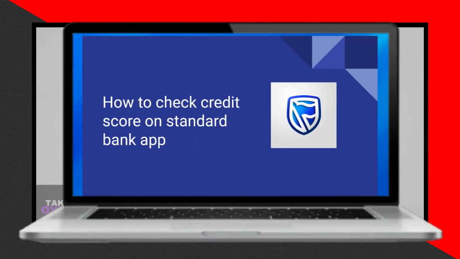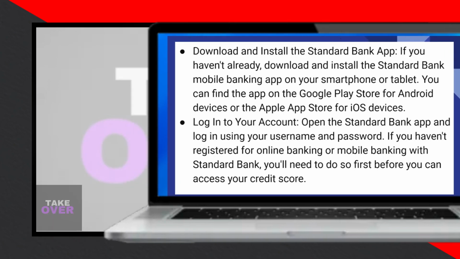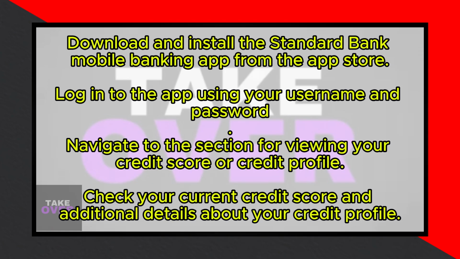Checking your credit score via a Standard Bank app is now exceptionally convenient. Let's walk through the process together. If you haven't already, start by downloading and installing the Standard Bank mobile banking app on your smartphone or tablet. It's readily available on the Google Play Store for Android and the Apple App Store for iOS.